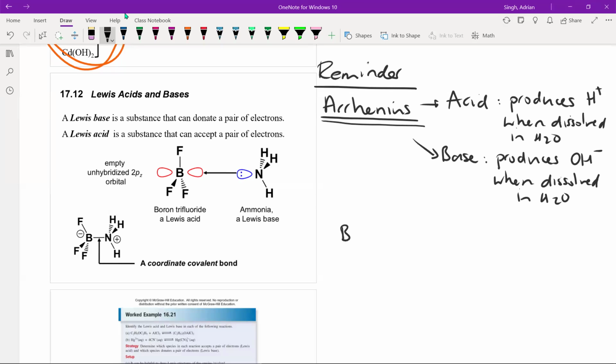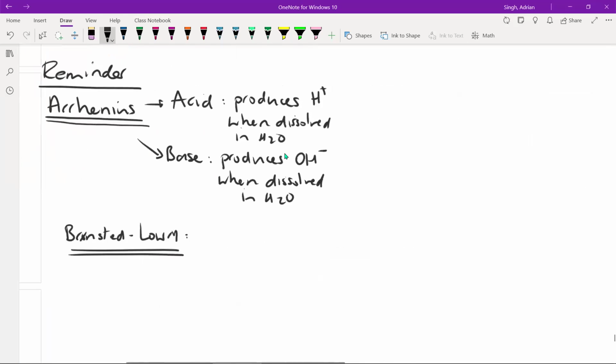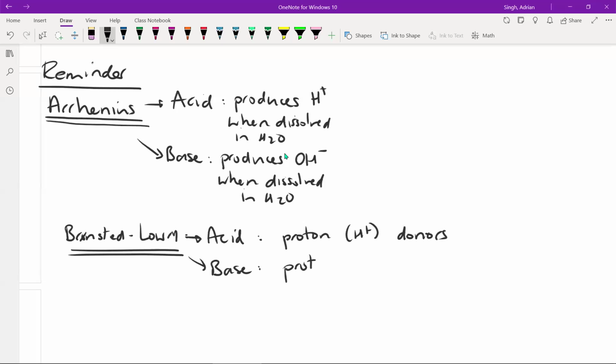We've also seen the Bronsted-Lowry definition that we focused on a lot in this section. According to the Bronsted-Lowry definition, acids are proton donors. So remember, a proton is H plus. Proton donors, whereas a Bronsted-Lowry base is a proton acceptor. They take in, they accept protons.